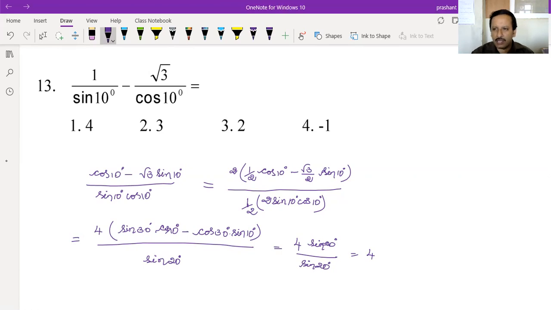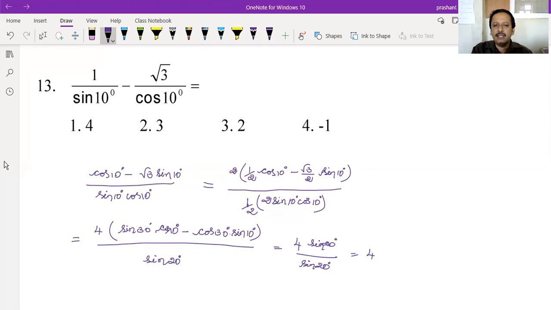Now here you may get one doubt. That is, why do we divide by 2 only? In the denominator, you can understand sin theta cos theta is there. I want to have 2 sin theta cos theta because there is a formula for that, sin 2 theta. In the numerator here, why did we divide by 2 only? That doubt may arise in your mind.